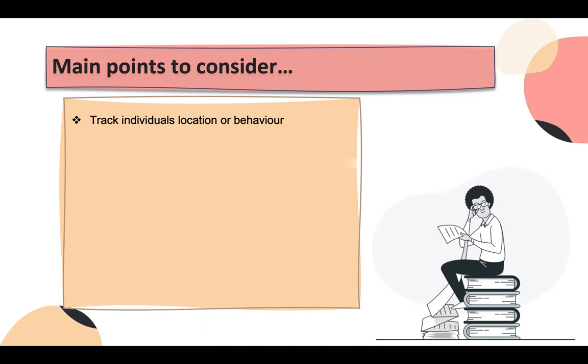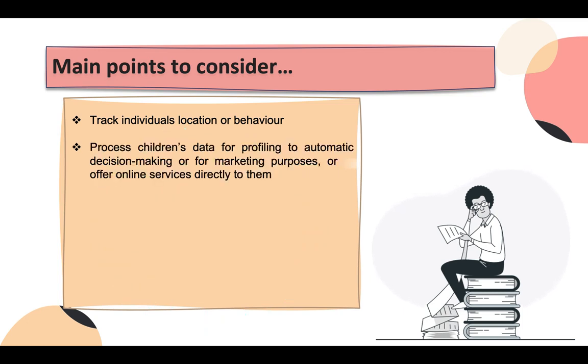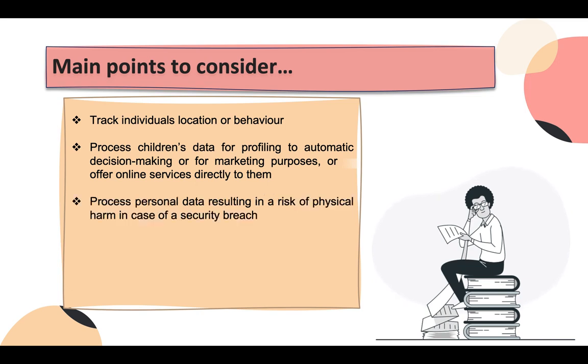Then comes whether or not you are going to be using children's data for profiling or automatic decision making, or for marketing purposes, or for offering online services directly to them. Another important point includes whether or not the processing of personal data could result in a risk of physical harm in case of a security breach. For example, if your processing requires keeping or using social care records, etc.